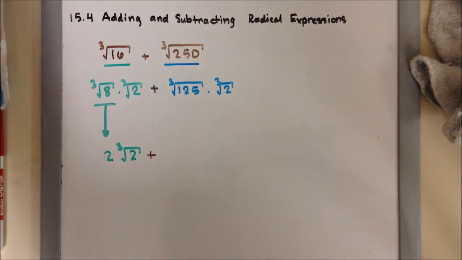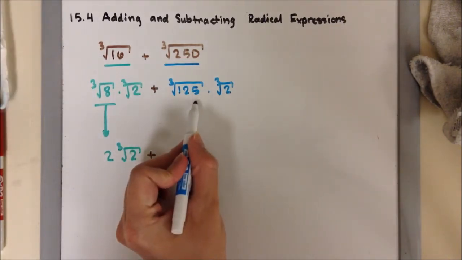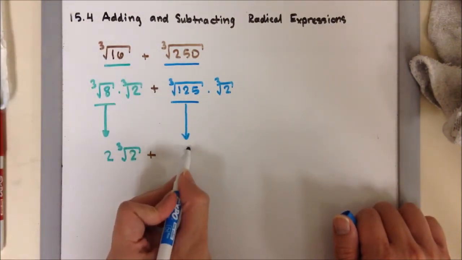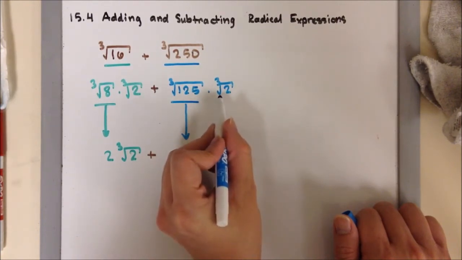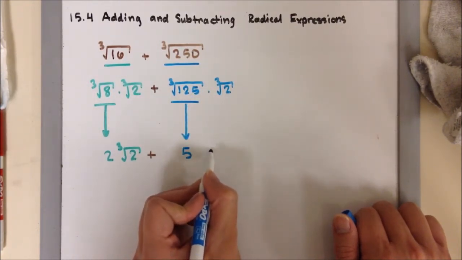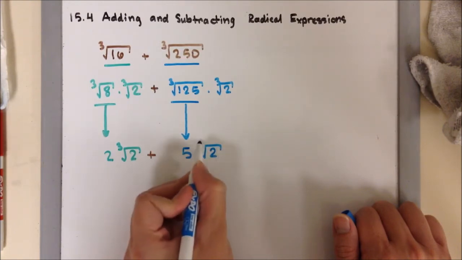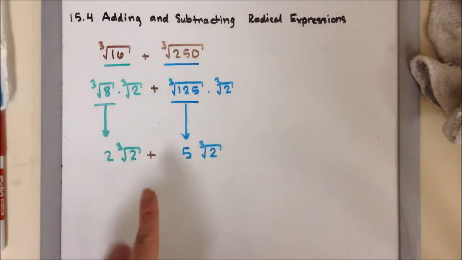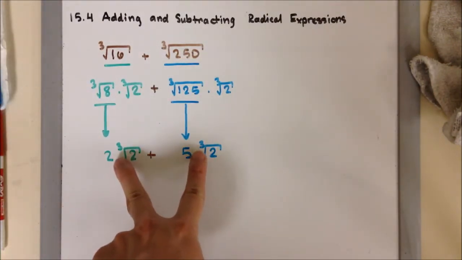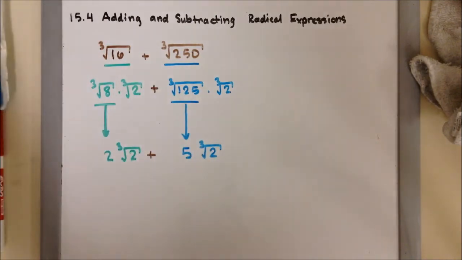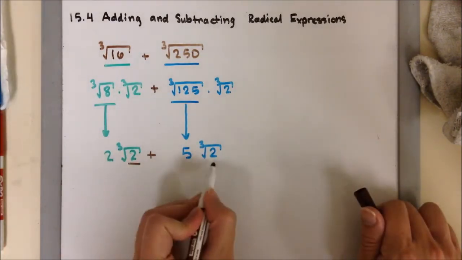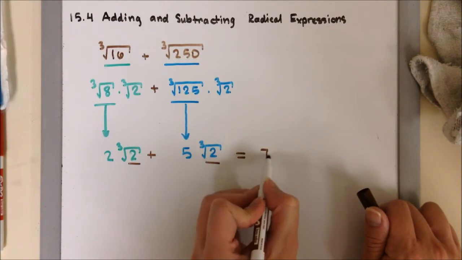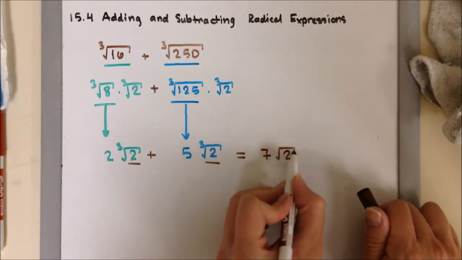Next, simplify the last radical expression. The only thing I could do the cube root of is the 125, which will equal 5. Can't do the cube root of 2 nor simplify, so I'll bring it down and put it next to my 5. So they both have the cube root of 2, meaning same radical with the same index and same number inside. So that means that I can combine the outside number. So 2 plus 5 is 7, the cube root of 2.